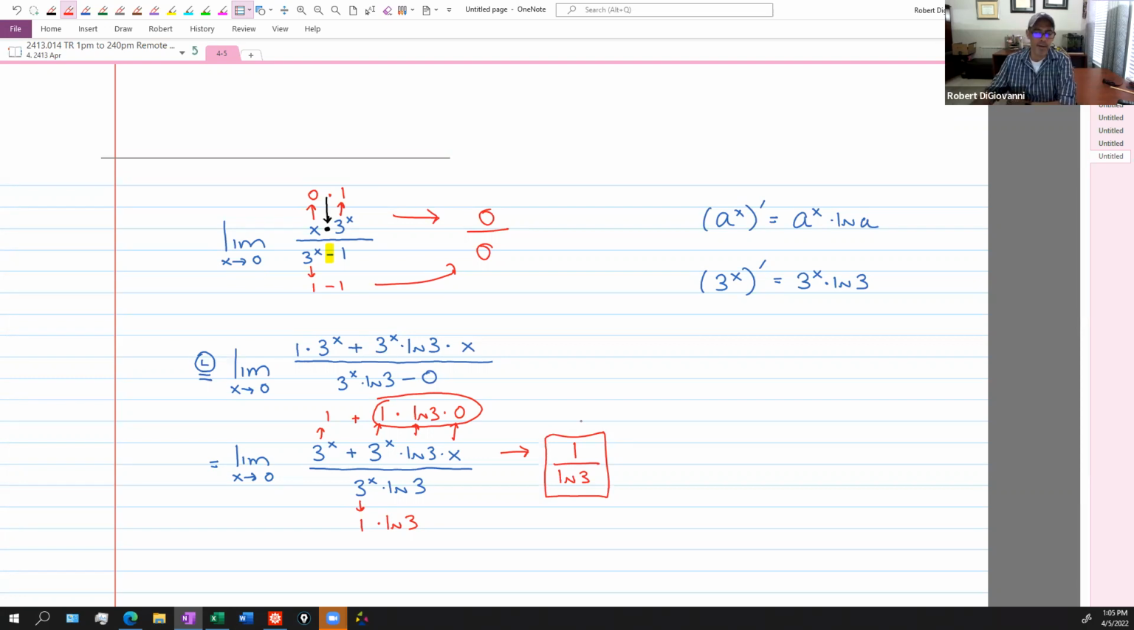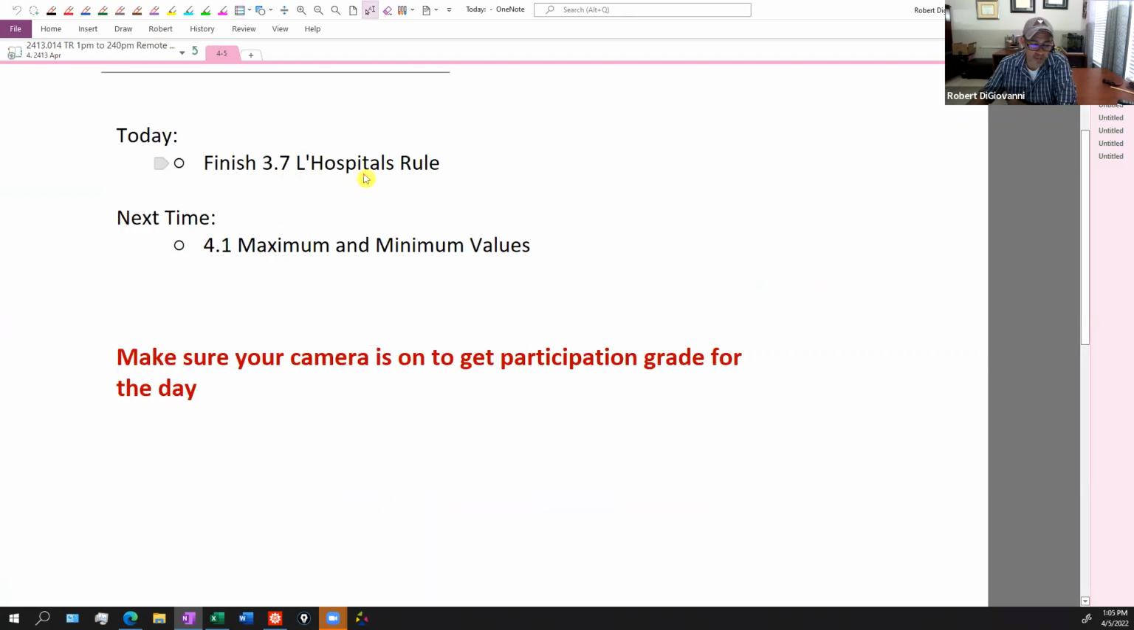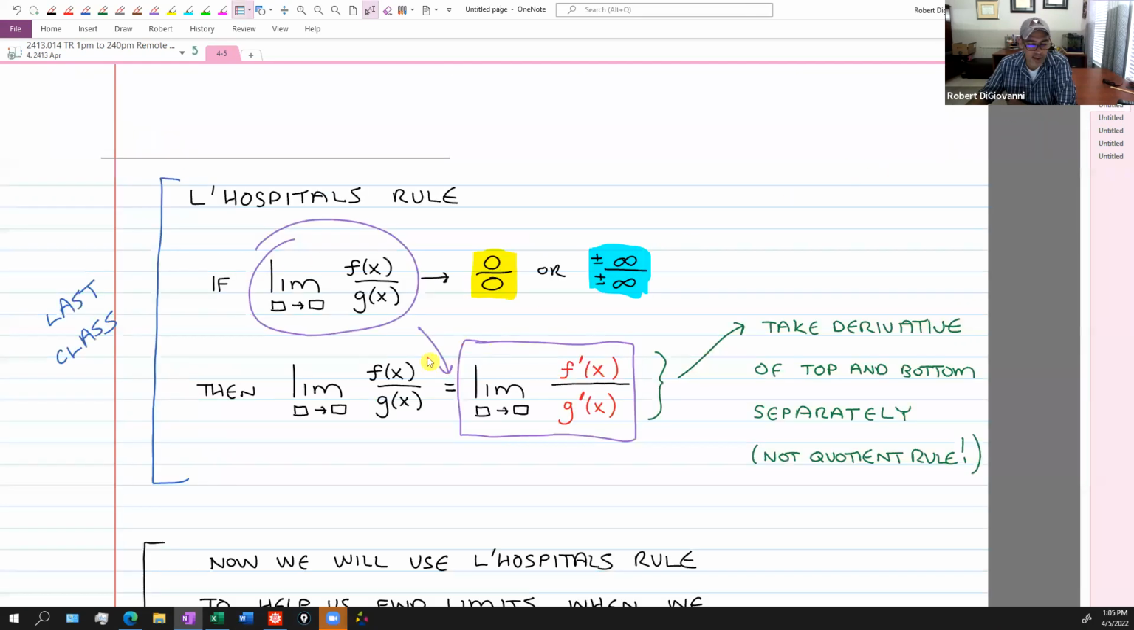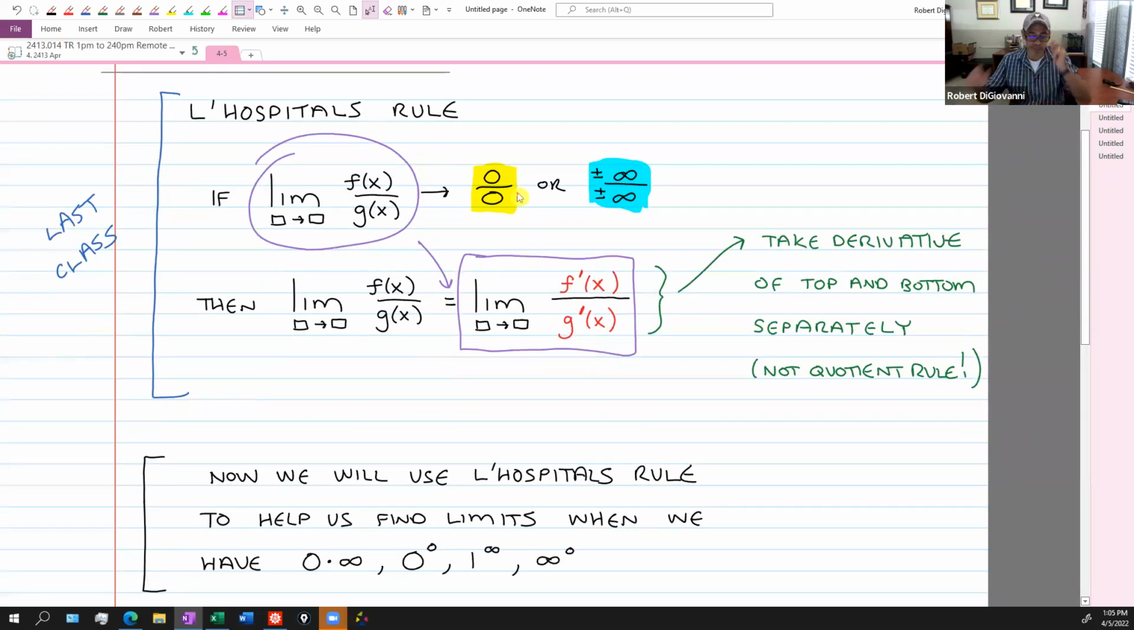Okay. All right, so today we're going to finish up L'Hopital's rule. Next time we'll start chapter 4. We'll get into section 1 of chapter 4. Like I said, this is what we did last time. We were doing L'Hopital's rule.